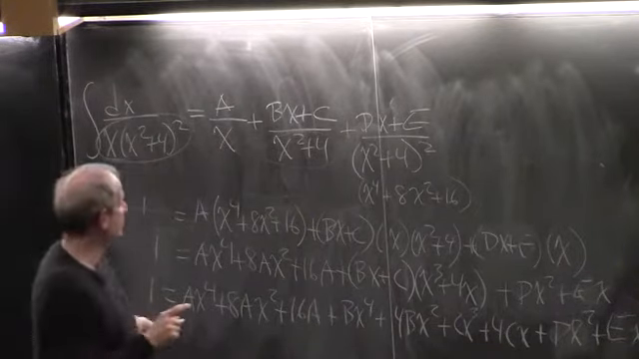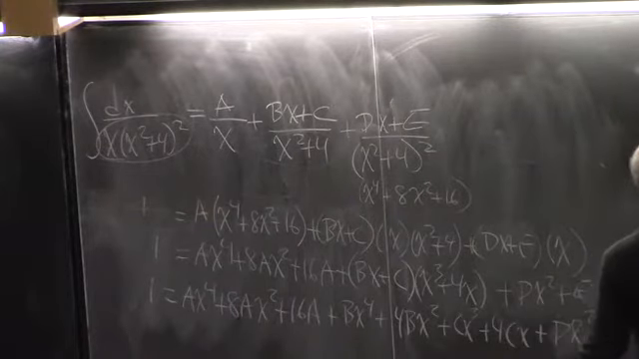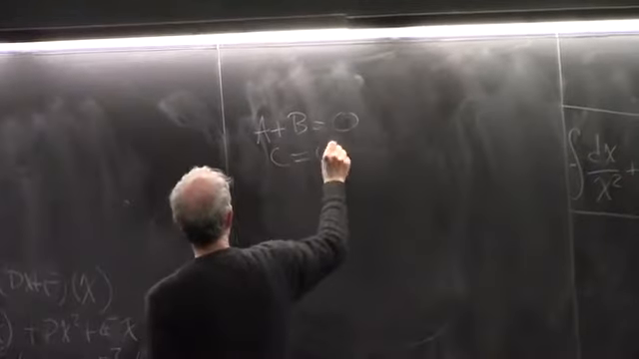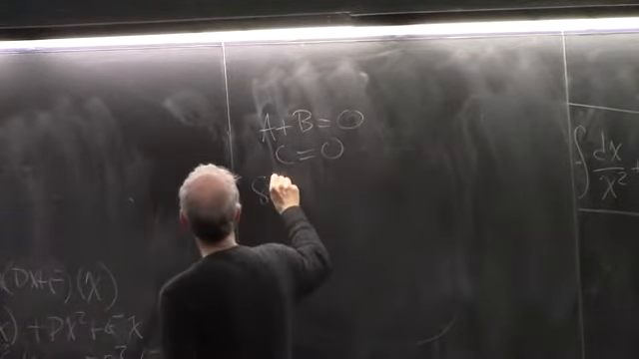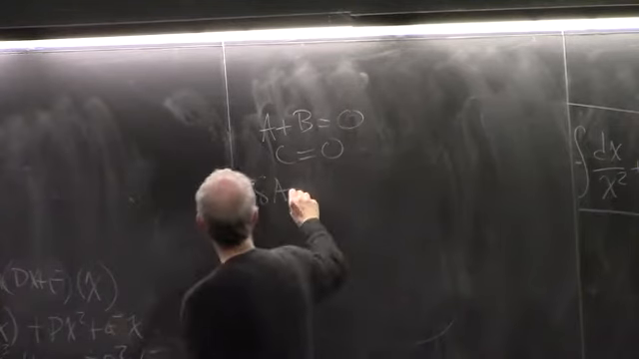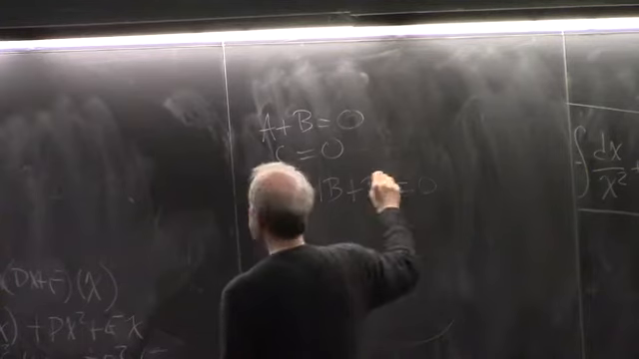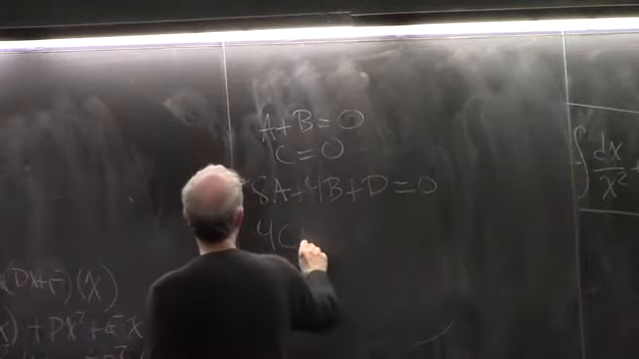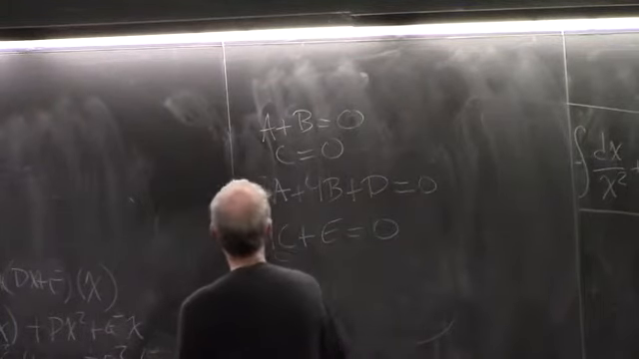So this mess turns into, let's see, the fourth power terms are a plus b, they have to be 0. The cubic term, c has to be 0. That makes life easier. The quadratic terms are 8a plus 4b plus d, that has to be 0. Everything is 0 except for the constant term. The linear terms are 4c plus e. That has to equal 0. And then 16a has to equal 1.